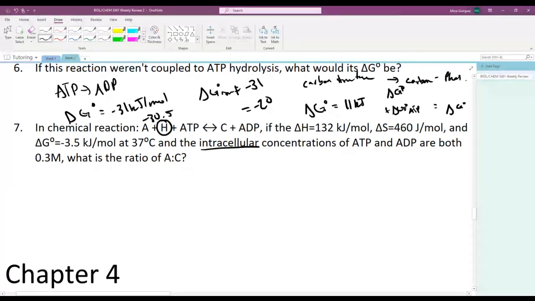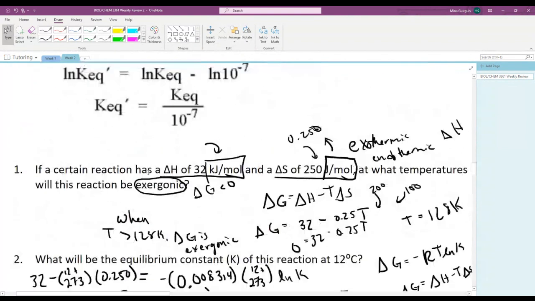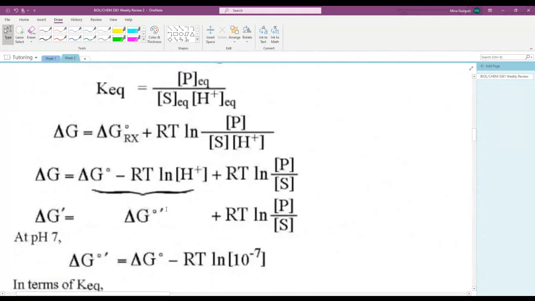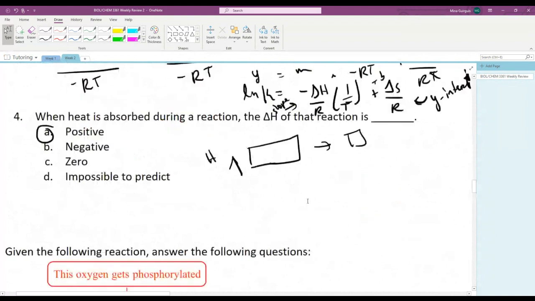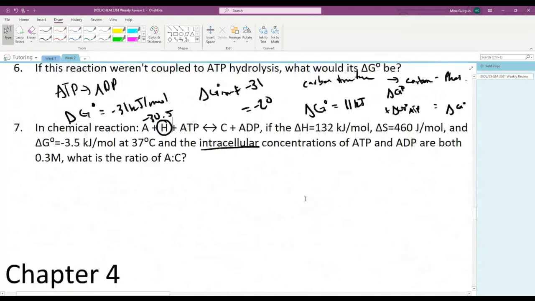No? Okay. Because we're inside a cell and we have H+, we're not just using delta G naught. We have to use the delta G naught prime. In other words, this big ugly mess. So let's go back down. Okay, so we need the delta G naught prime.